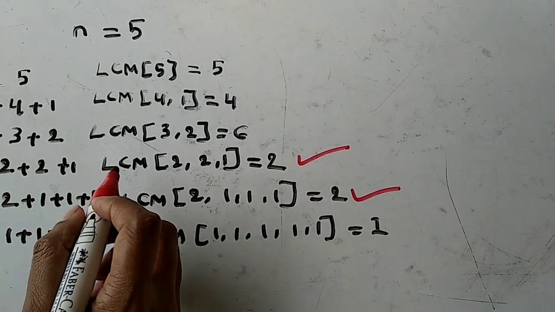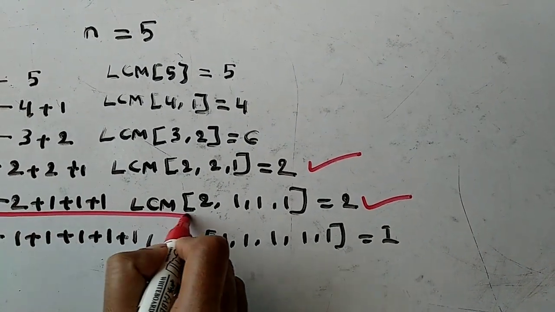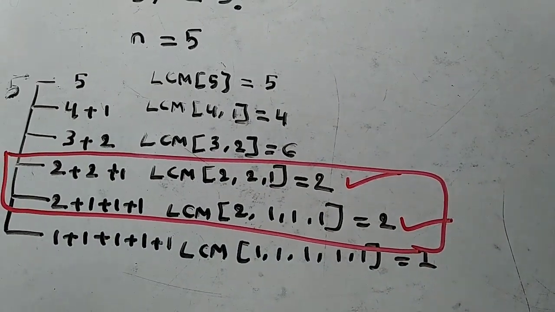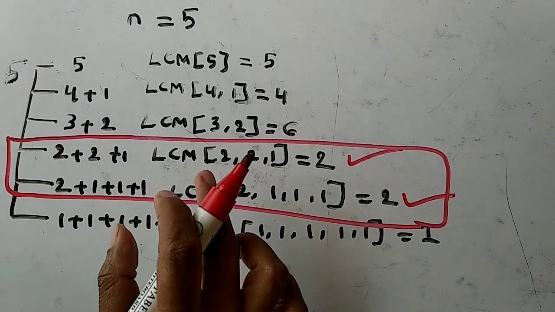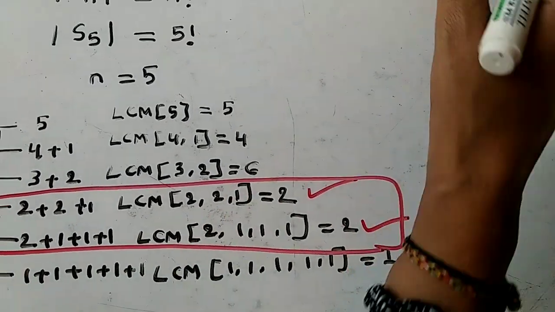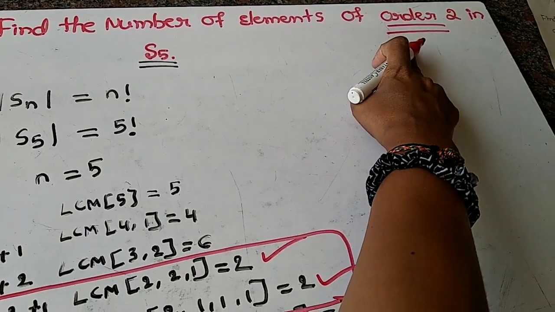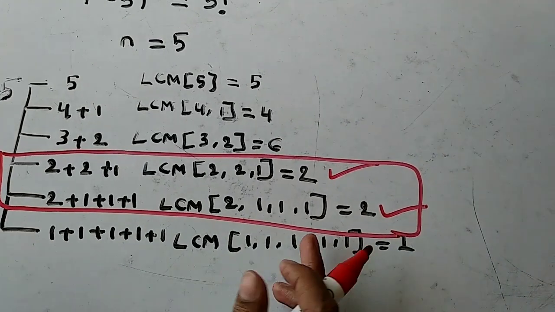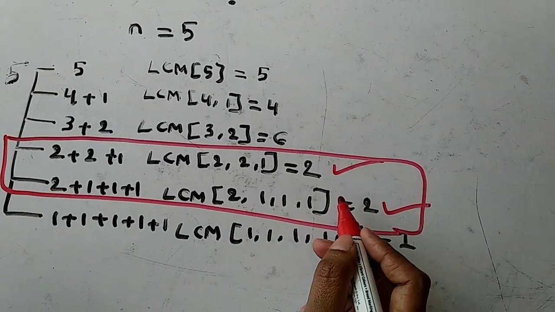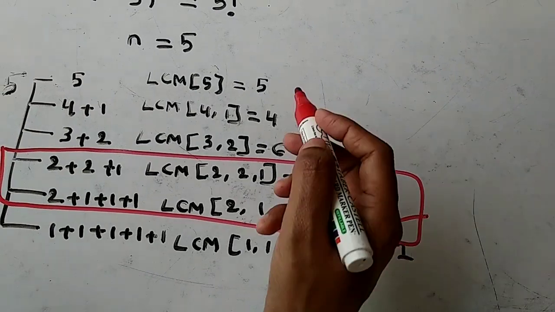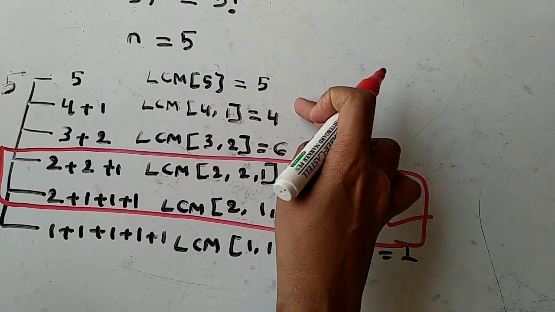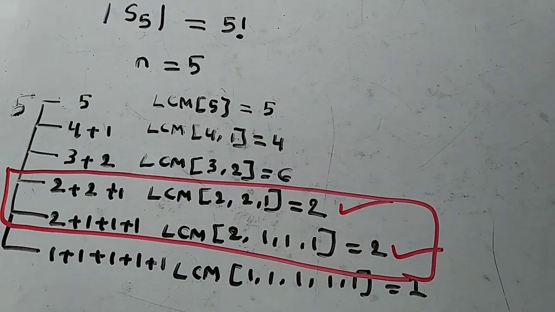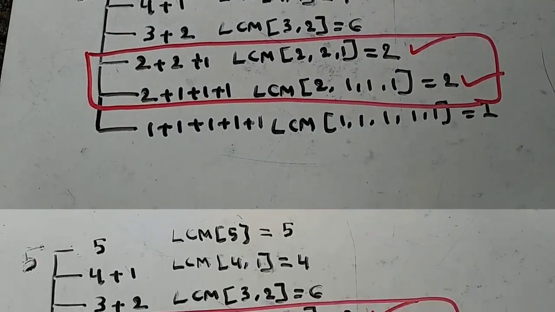So now you have to mark these two things. This is the main important thing. You have to choose these because in the question they mentioned order as 2. If they asked for order 4, then this is the only one option you have to choose. After this, you have to apply the formula.